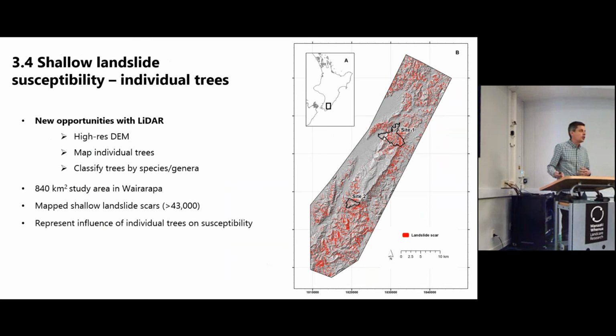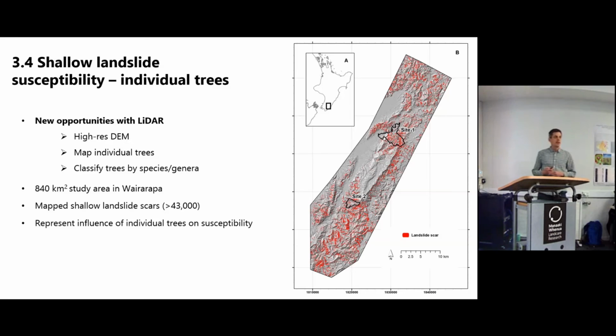Now, moving on to the question of individual trees. This is work that was done by Raphael Spiekermann, who was an employee at Landcare until recently and completed his PhD within the program. Unfortunately, Raphael decided to move back to Europe, but he made a great contribution to the program while he was here. And so I'm going to talk to some of that work just to represent it here at this meeting. Really what this focuses on is using the LiDAR information to go down to the level of individual trees and assess their influence on susceptibility.